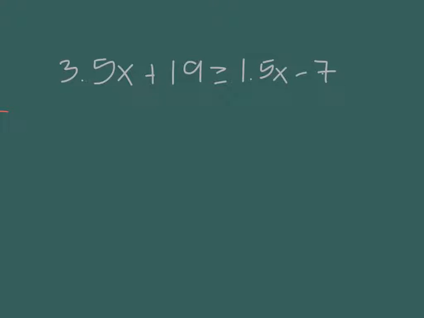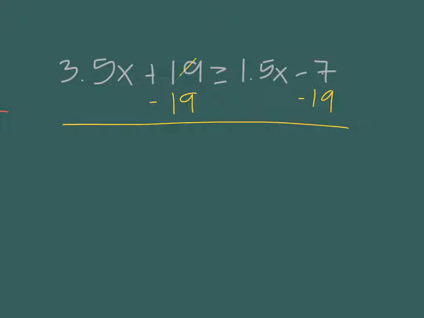Let's look at one more. We have 3.5x plus 19 is greater than or equal to 1.5x minus 7. So again, the first thing I'm going to do is combine like terms. So I'm going to combine the numbers together. So I'm going to subtract 19 from both sides.